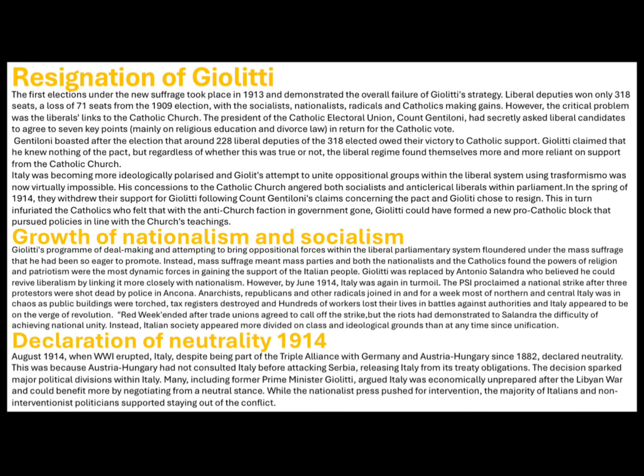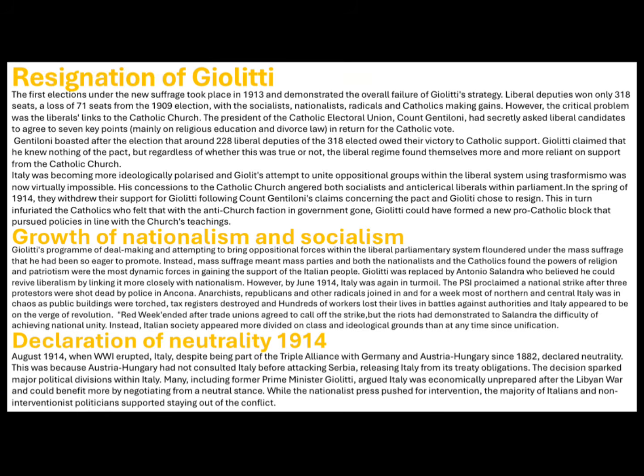Gentiloni boasted after the election that around 228 Liberal deputies of 318 owed their victory to Catholic support. Giolitti claimed that he knew nothing of the pact, but regardless of whether this was true, the Liberal regime found themselves more and more reliant on support from the Catholic Church. Italy was becoming more ideologically polarised, and Giolitti's attempt to unite oppositional groups within the liberal system using Transformismo was now impossible. His concession to the Catholic Church angered both socialist and anti-clerical liberals within Parliament.